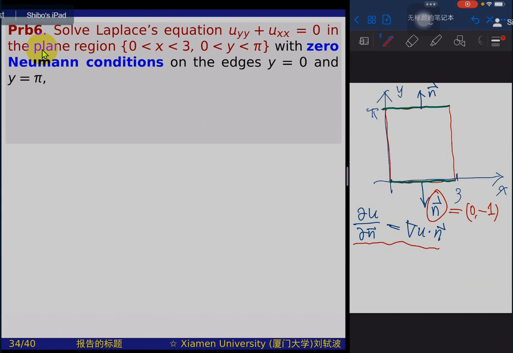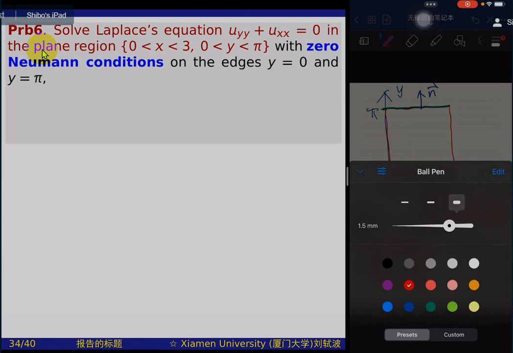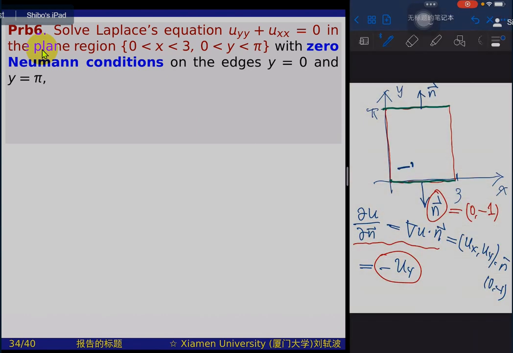The directional derivative equals the gradient of the function dot product with the direction. That is our n here. But the gradient of u is what? The gradient of u is (ux, uy). Then you dot n. Then you see that this is precisely minus uy, right? Because n is (0, -1). So the dot product of (ux, uy) with (0, -1) gives you just minus uy. So the zero Neumann condition on the edge y equal to zero precisely means that minus uy is zero here on the bottom boundary.